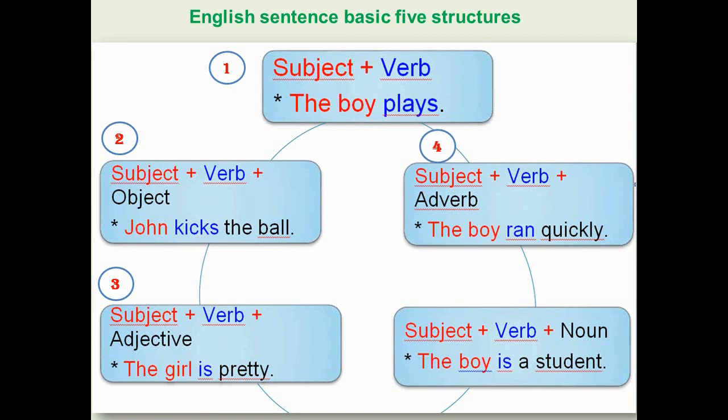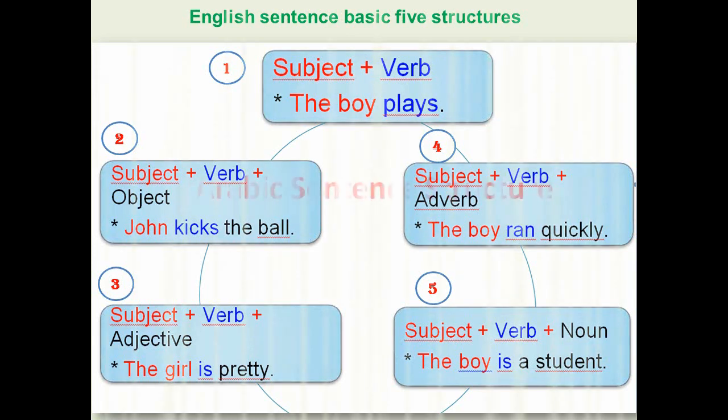Number 5, we have subject plus the verb plus a noun. The boy is a student. These are the 5 structures of the English sentences. Right.